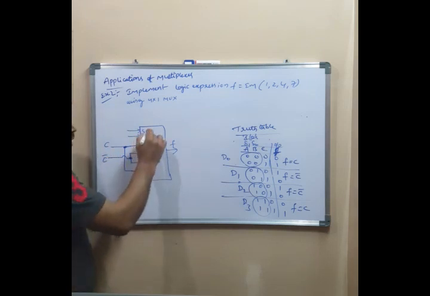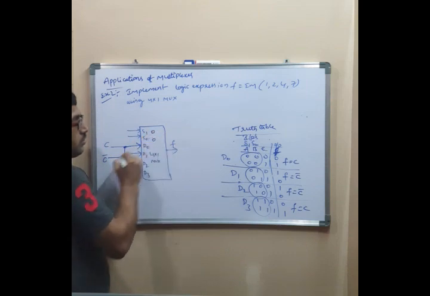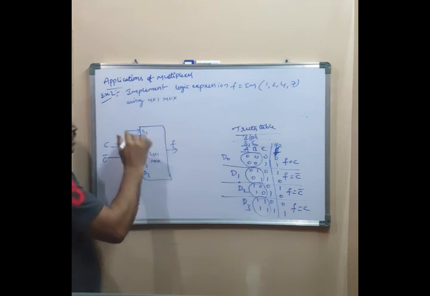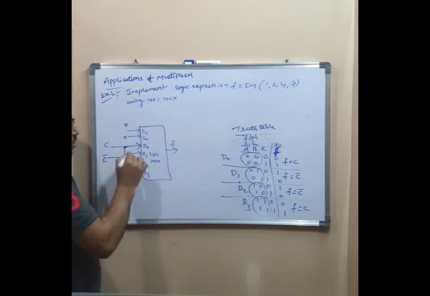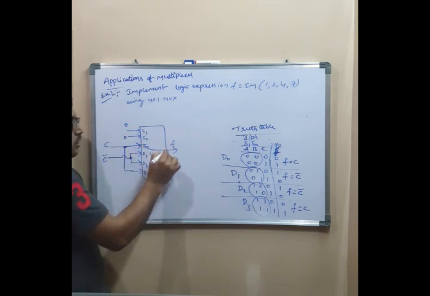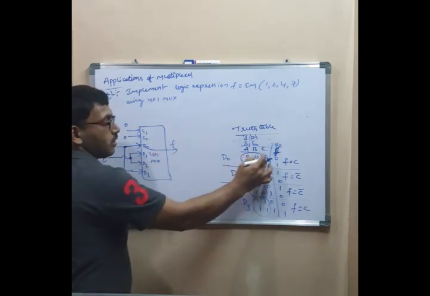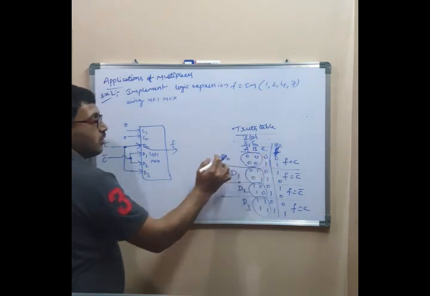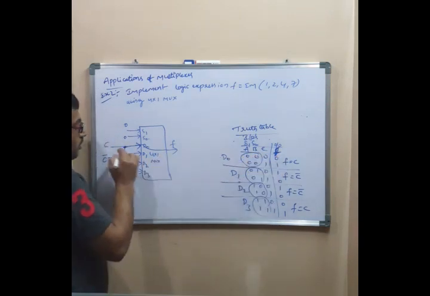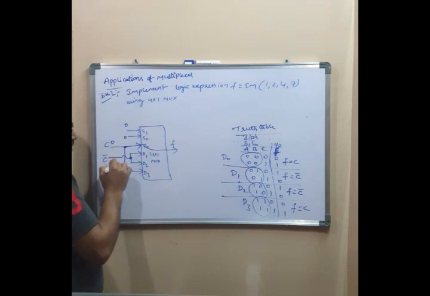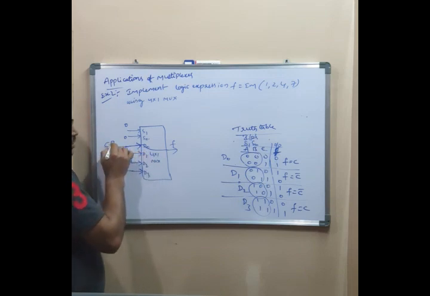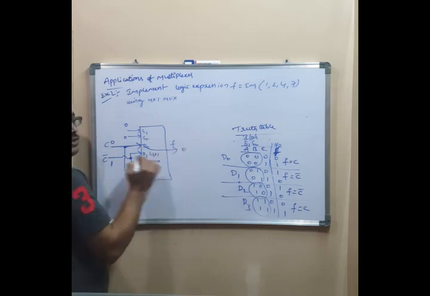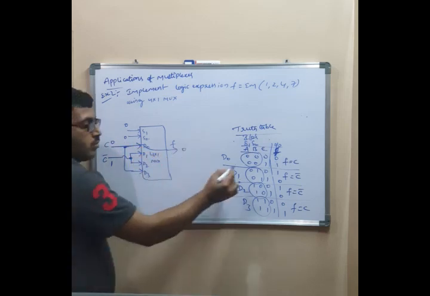Now, if S1, S0 are 0, 0, D0 is routed to the output, right? If C is 0, F is equal to 0. If the C value is 0, C complement will become 1. So as C is 0, 0 is routed to the output. F is 0. You take the next combination.